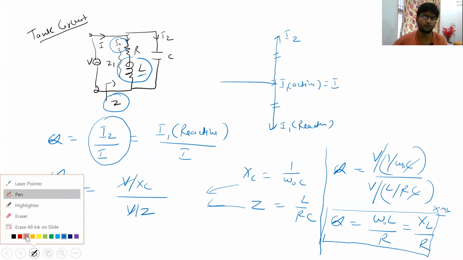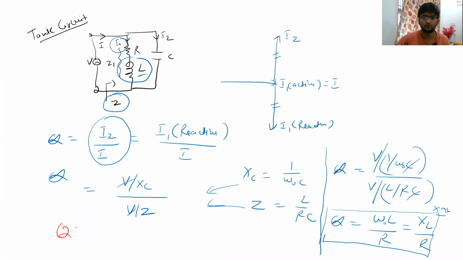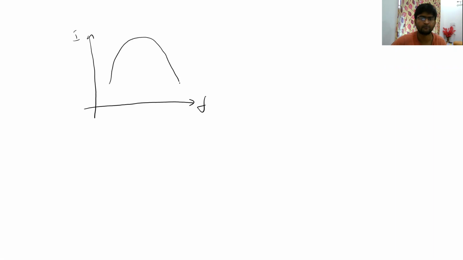So for the quality factor to be more than 1, you have to get your XL value greater than R in the tank circuit. Now in the series resonance case, remember the bandwidth curve that we drew, it was between frequency and current I, and the graph that you saw was like this. So at resonant frequency, exactly at F naught, the current became maximum. This was the case of series resonance.